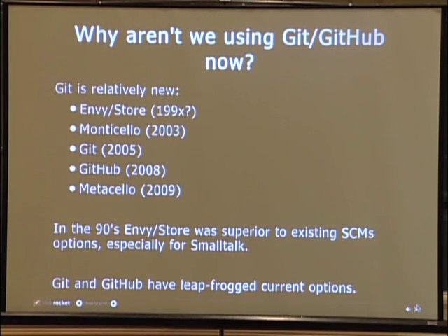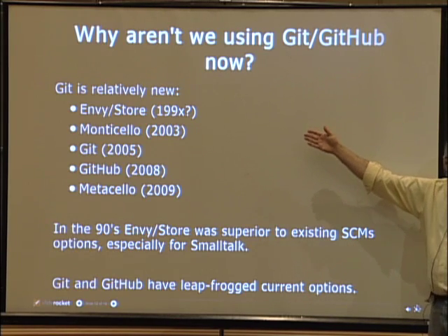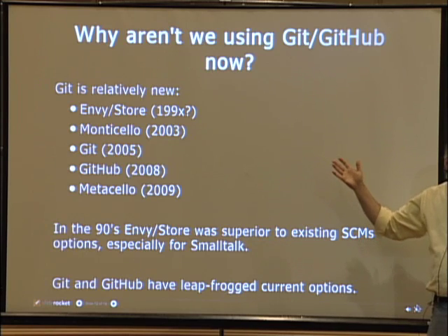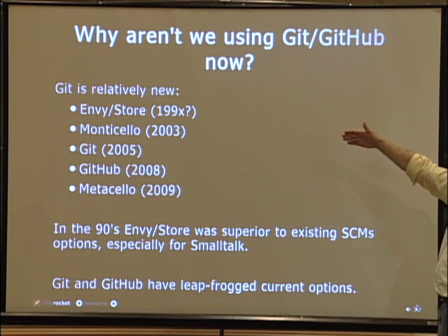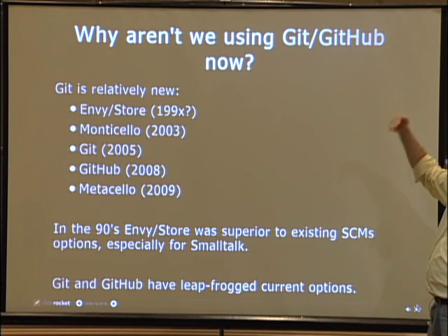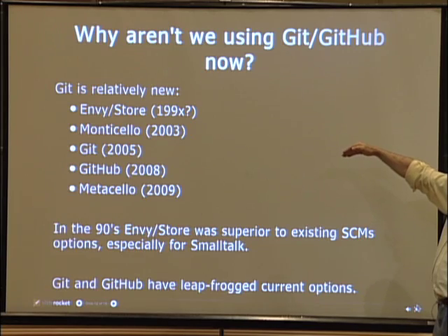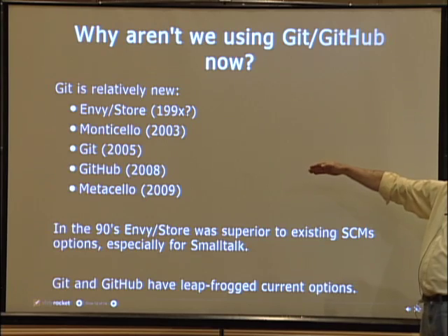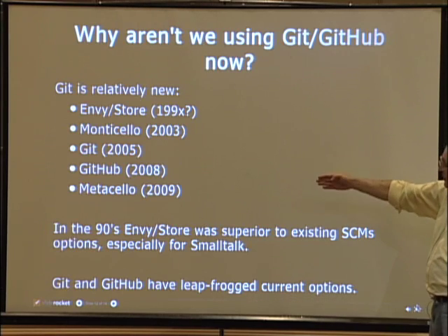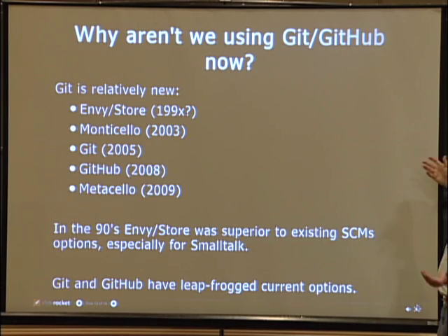Okay, so why aren't we using GitHub now? It's relatively new, all right? And so that's the 90s, right? I don't know the exact dates on that. That had to happen in the 90s or maybe in the late 80s, at least for Indy. Monticello's 2003, okay? Git, 2005, all right? GitHub, 2008, all right? Metacello, 2009. So basically, this is relatively recent technology, okay?